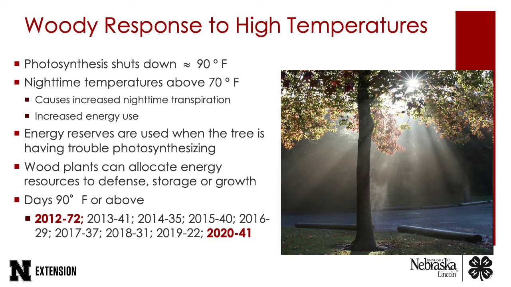But if we have nighttime temperatures that are above 70, this is a time when there's increased transpiration and respiration within plants, which is using up energy. So during those hot days of July, August, September, when we typically have very high temperatures and warm nighttime temperatures, we can have plants which are actually functioning at a deficit. They're not photosynthesizing enough to replace the stored carbohydrates or energy that they may have used up during the nighttime.